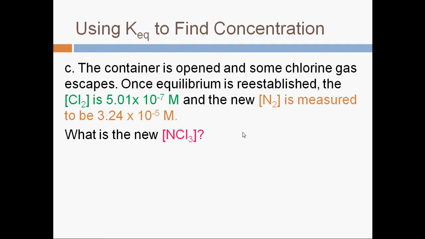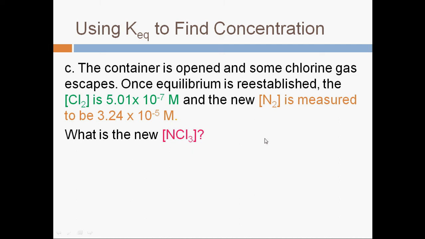Now, when this happens, we now have new concentrations of our different products and reactants, because, you know, we lost some stuff. So we find our new concentration of our chlorine gas and of our nitrogen gas.